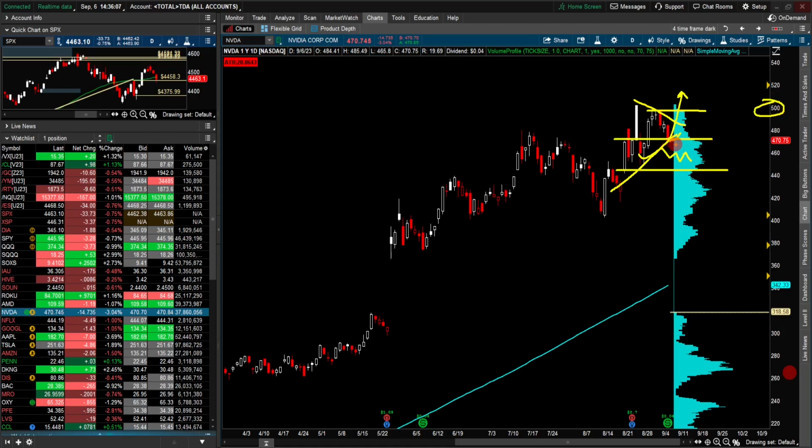So that's basically what I'm looking at right now, to see whether it would be able to bounce off of this level here near this 470 that it is currently at.